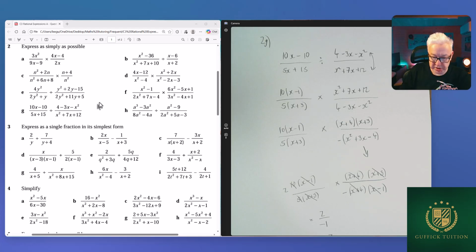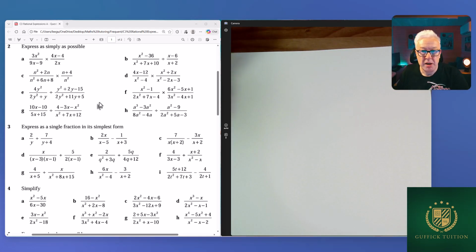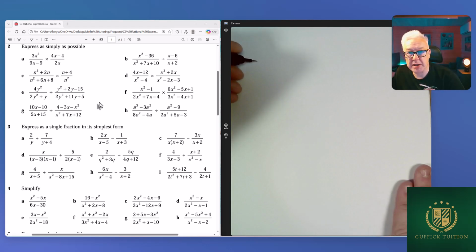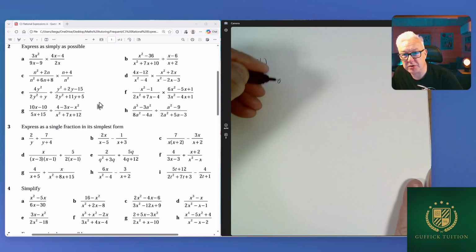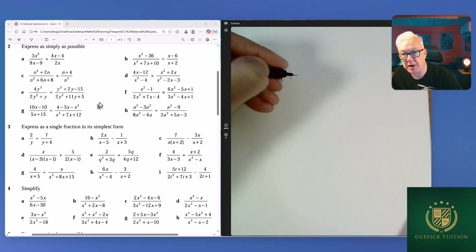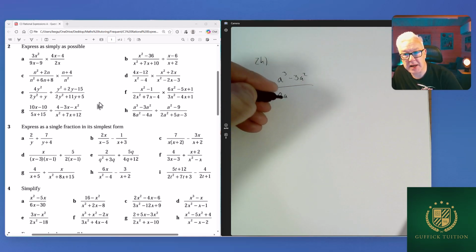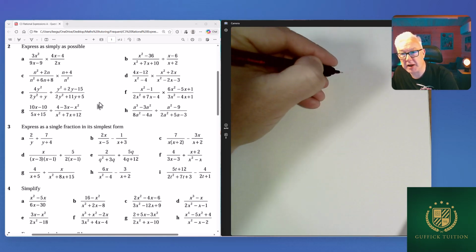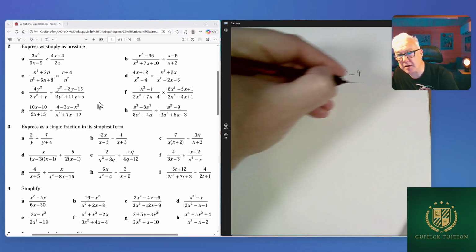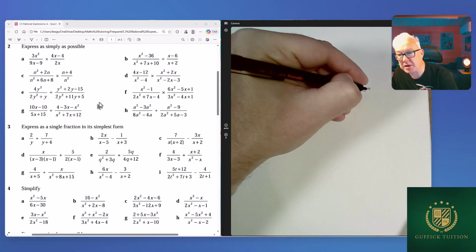Let's look at 2h. Has got a little bit more going on. So 2h. Gosh, yeah, this one looks quite complicated, doesn't it? So 2h. Express as simply as possible. So we have a cubed minus 3a squared over 8a squared minus 4a divided by a squared minus 9 over 2a squared plus 5a minus 3.